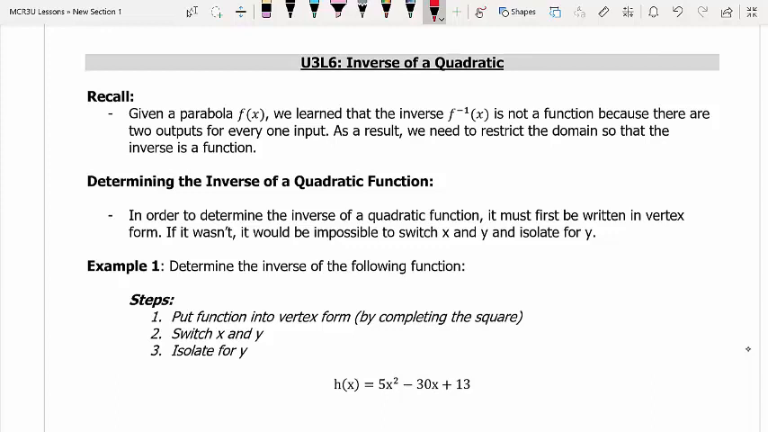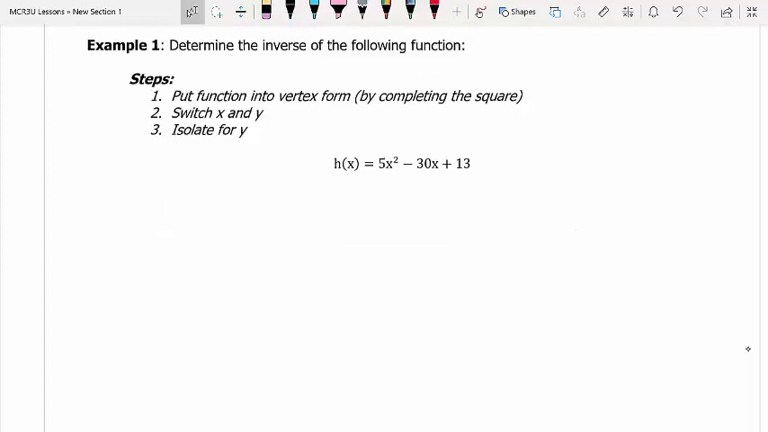And this is because it makes the process doable, okay? If your function was in standard form like this, so if you were asked to find the inverse of this quadratic, it would be very difficult because the first step is to switch the x and y's, and then you couldn't isolate for y because you can't combine 2y squared plus 7y. They're not like terms. Okay, so it's very important that your equation is in vertex form before you try and calculate the inverse.